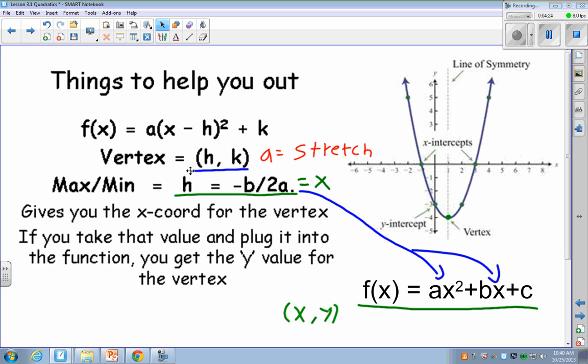Okay, now what is this line of symmetry? This line of symmetry actually just lines up with the x value of our vertex. So x is equal to negative b over 2a is the vertical line that goes through our vertex.